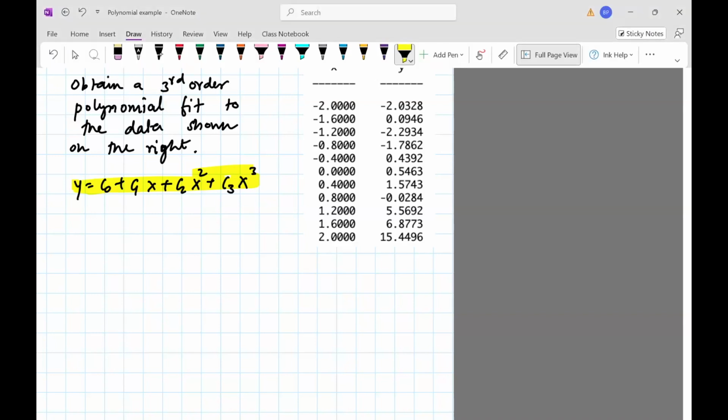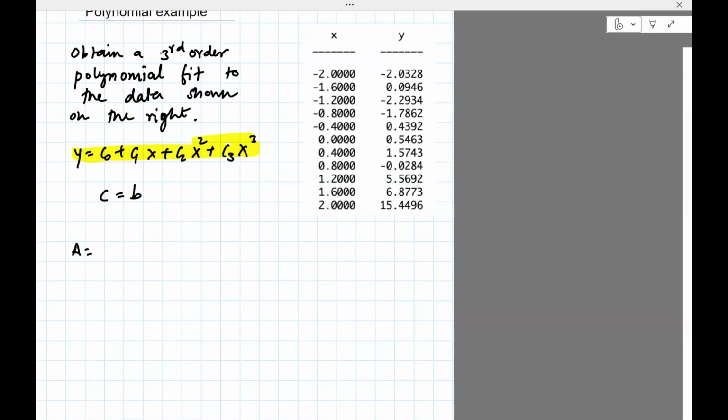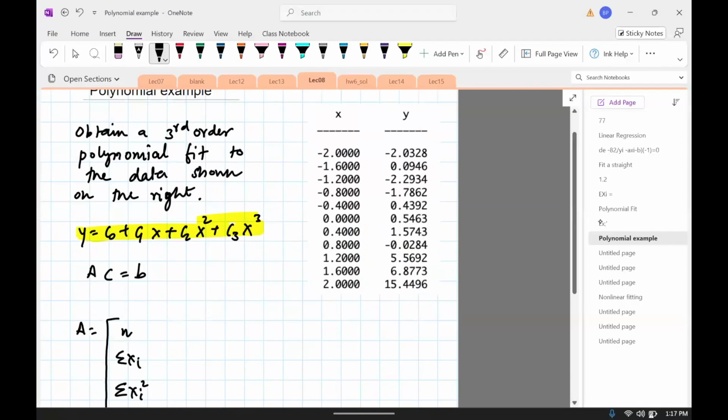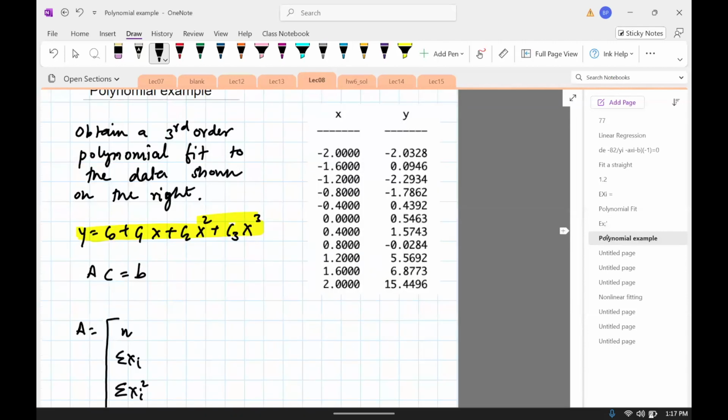Okay, so this is basically an exercise in computation. We want to write the equation as AC equals B, where A would be n, summation xi, summation xi square, summation xi cube. Okay, I just took the formula from the previous section, the one which we just derived, and then put m equals 3, and this is what I get.